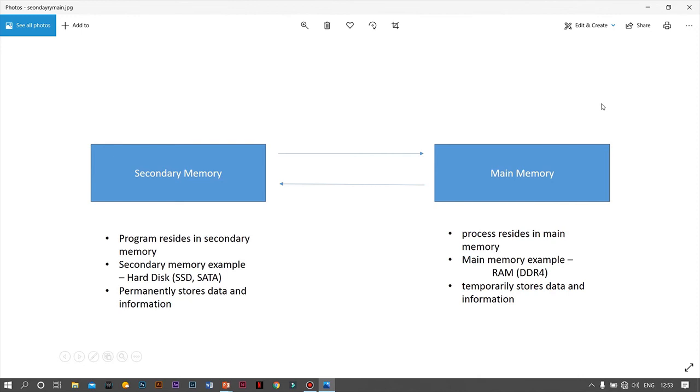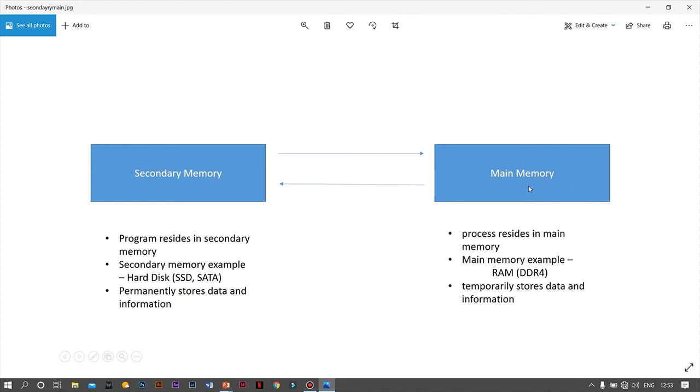After the execution is done, then obviously what happens? What is a program? As per the definition, a program is a set of instructions. Instructions are given by whom? By the user, like you and me. So that means a result has to be produced. The result is produced where? In my main memory.